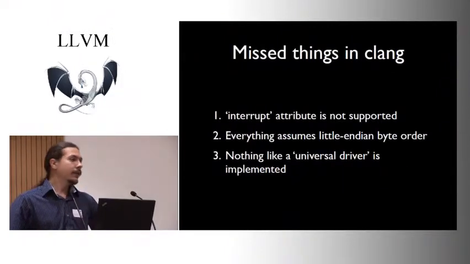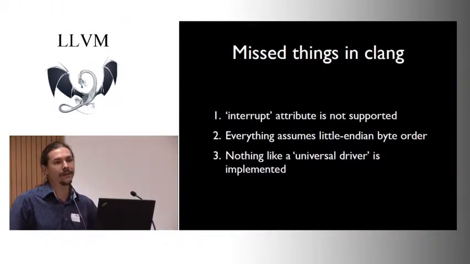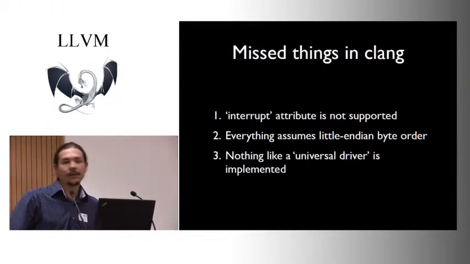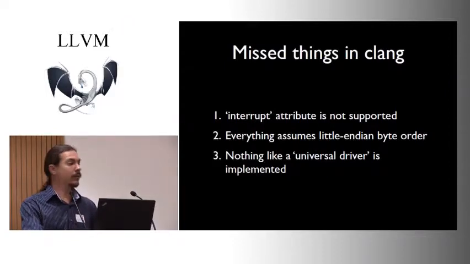So, first thing is we don't support the interrupt attribute. That means that if you want to write an interrupt service routine, either you have to go via another compiler, or write some glue code in assembler, or find some other solution. Also, ARM in Clang is little endian, so there is no support for big endian byte order for ARM. Also, nothing like the universal driver is implemented.